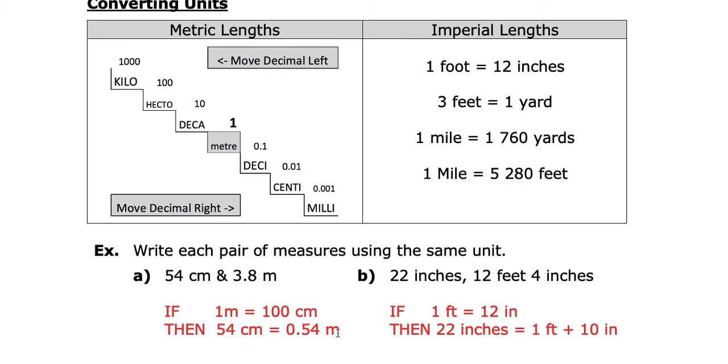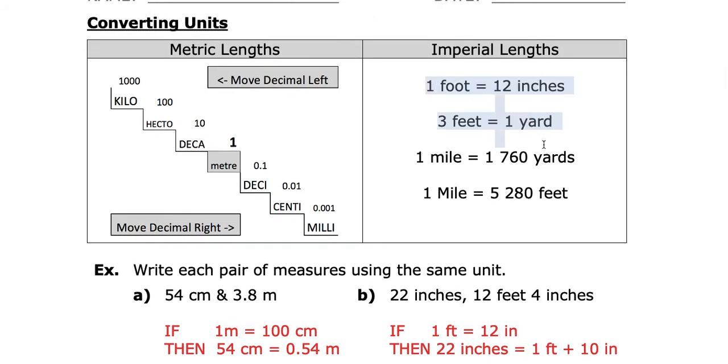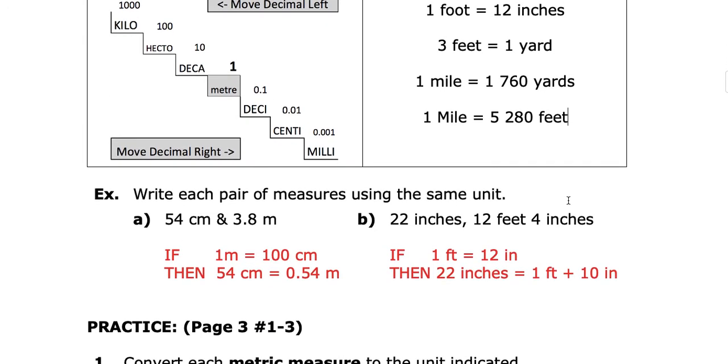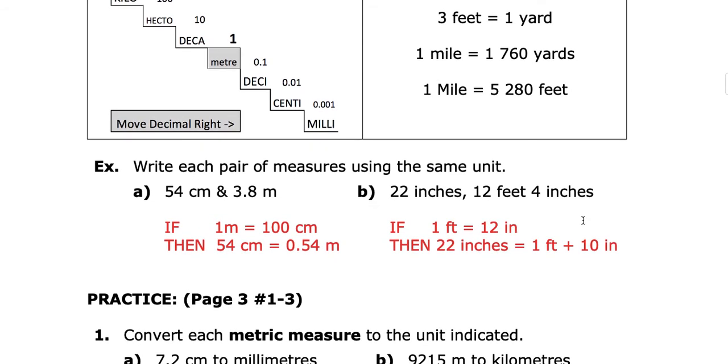Next, in the imperial measurement system, conversions are more challenging because they are different. They're not powers of 10. So you'll be provided with the conversions between each, but let's try an example. 1 foot is 12 inches, 3 feet is 1 yard, 1 mile is 1,760 yards, and 1 mile is 5,280 feet. So 22 inches and 12 feet 4 inches. We're trying to compare these using the same units so that we can see which one is longer.